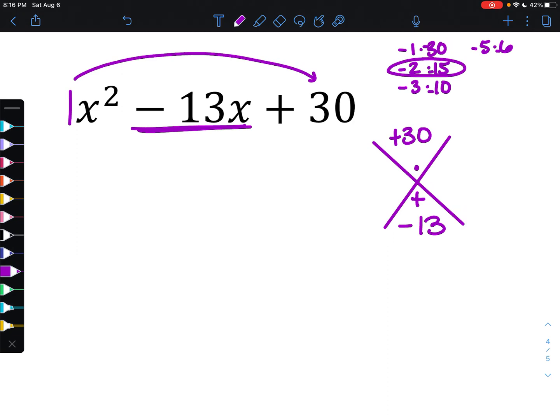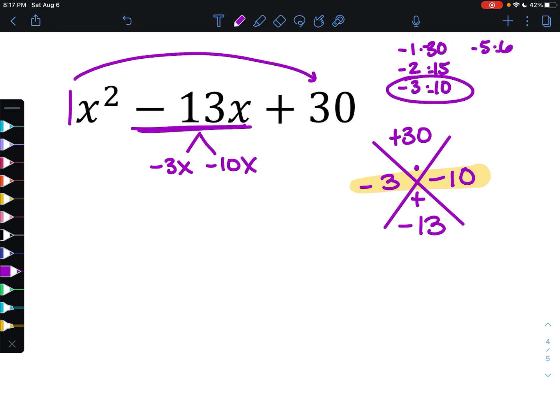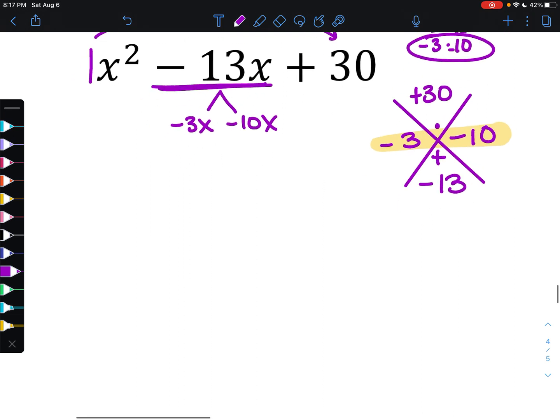Remember that if I'm putting these 2 numbers down, they have to multiply together to get me a positive number, but then add together to get me a negative number. So we have to be very conscious of our signs. The only thing that's going to give me both a positive 30 when I multiply and a negative 13 when I add is if I have a negative 3 and a negative 10. I'm going to highlight those, and then I split my negative 13x into a negative 3x and a negative 10x.